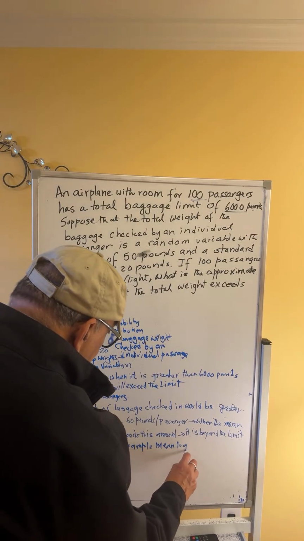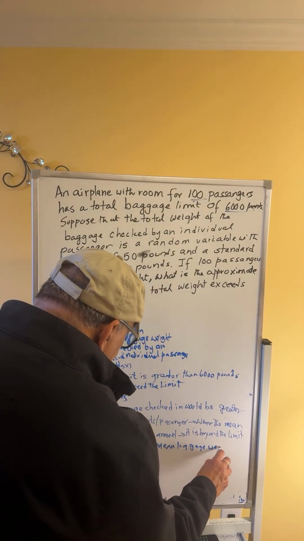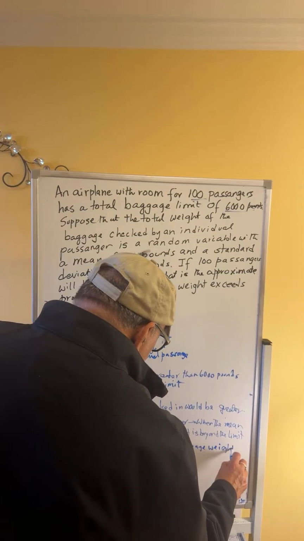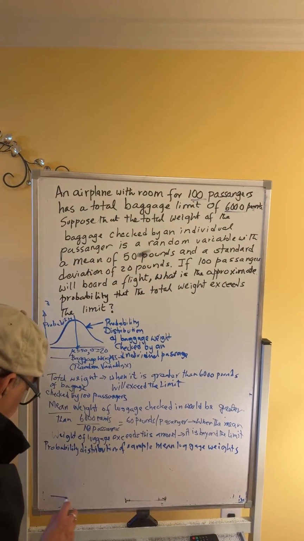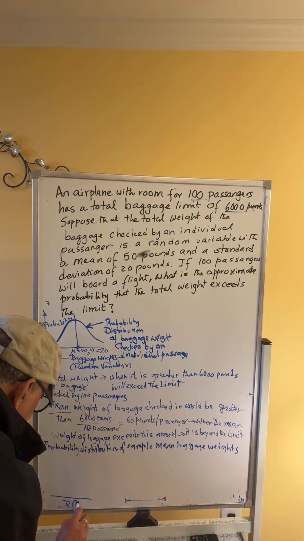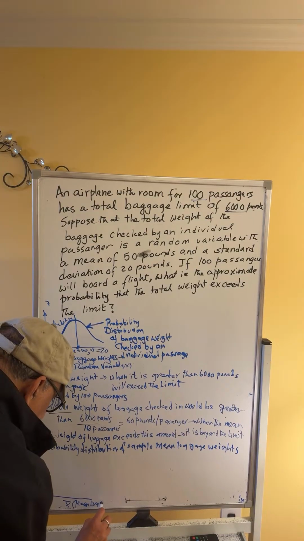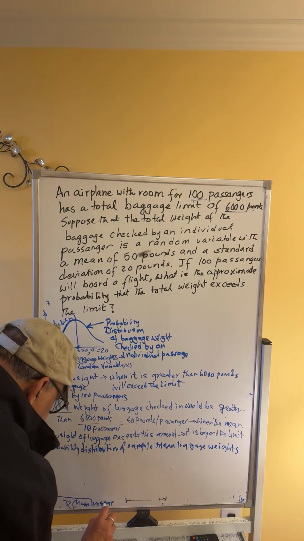And that's where we will apply the central limit theorem. And this is also bell-shaped. It looks like this. You have X bar, mean luggage weight, on the horizontal axis.